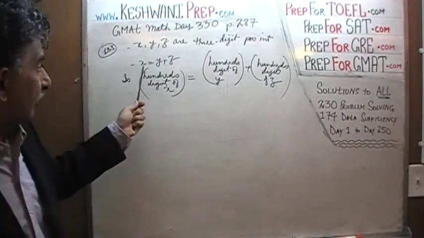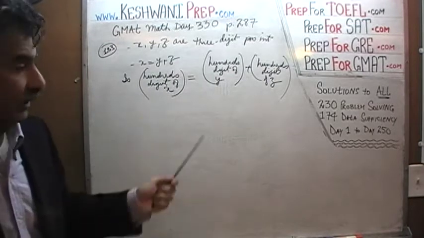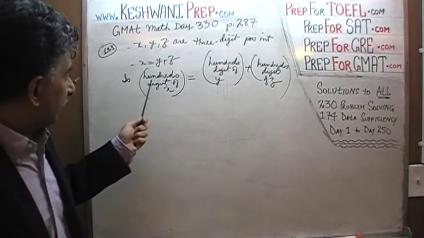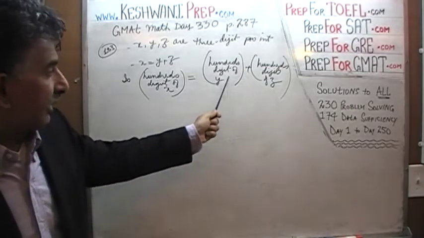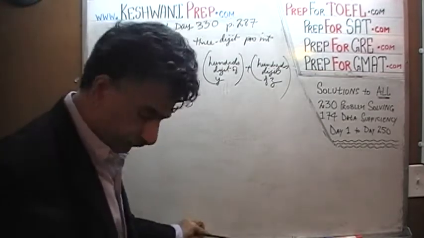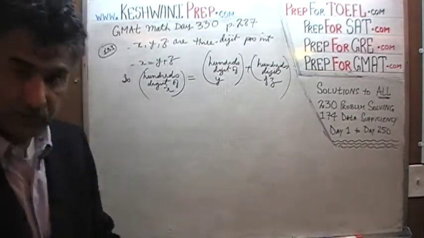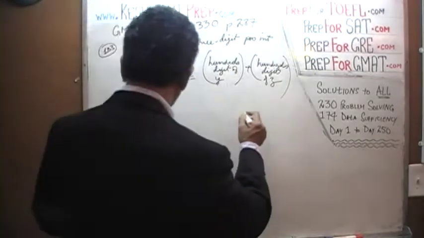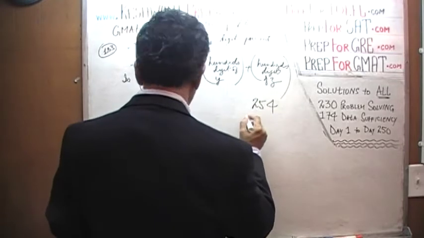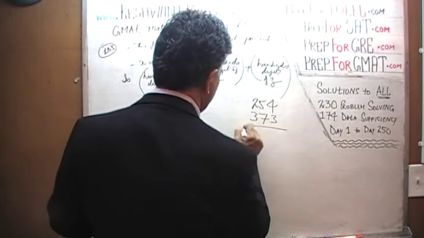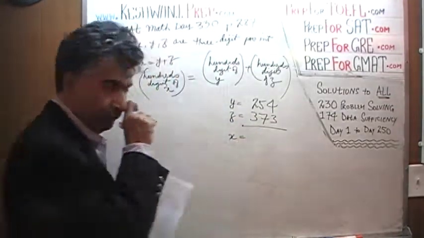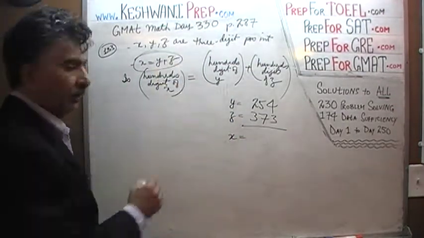When would the 100th digit of x, if x equals y plus z, equal the sum of the 100th digit of y and z? Can you tell? Can you make up an example? Before we do the work, let's look at a simple example. For example, if we are told that 254 plus 373, if you were to add them up, this is our y, this is our z, and this is our x, because x equals y plus z.